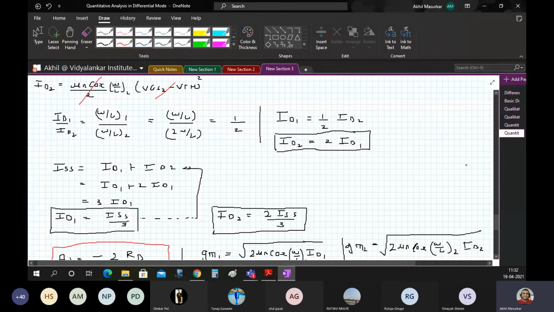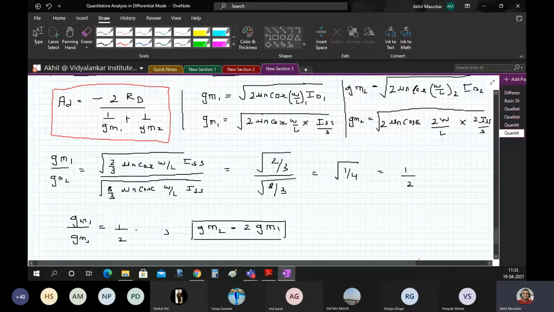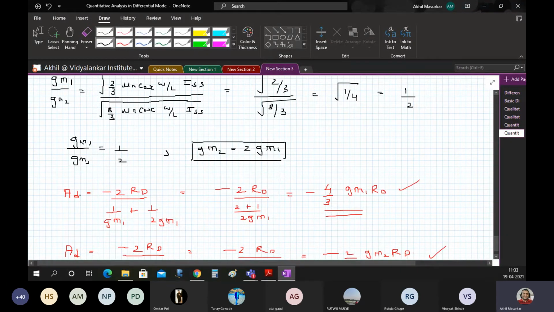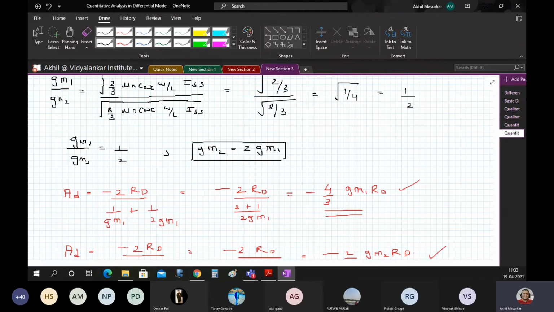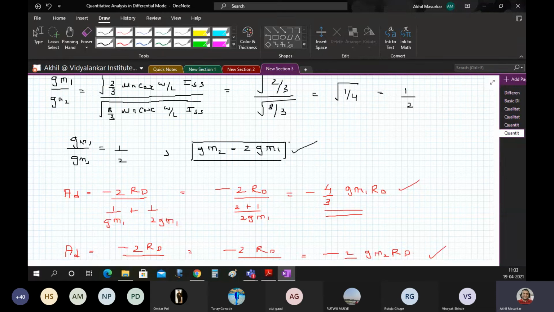So first we establish the relationship between ID1 and ID2. Then we establish the relationship between ID1 and ISS and ID2 and ISS. And then we simply calculated GM1 and GM2. And then we wrote the formulas one over the other. And we established the relationship between GM1 and GM2. Then that gave us the liberty to write AD in terms of GM1 or GM2. In the exam, you can write any one. You don't have to solve for both. But you have to mention this relation between GM1 and GM2. So it is understood that the other thing will also come using this particular relation.